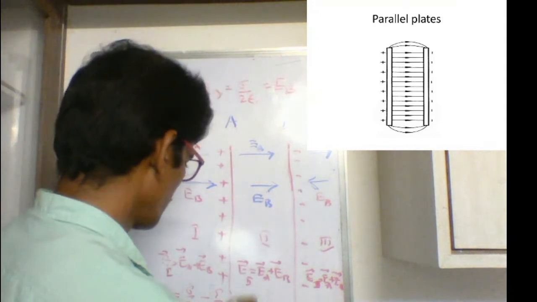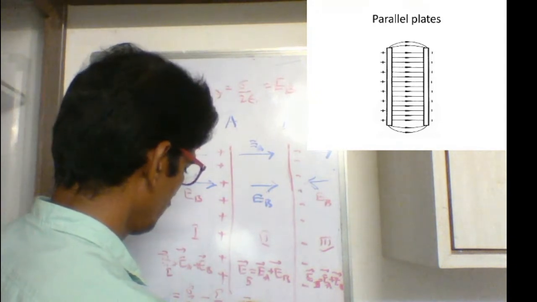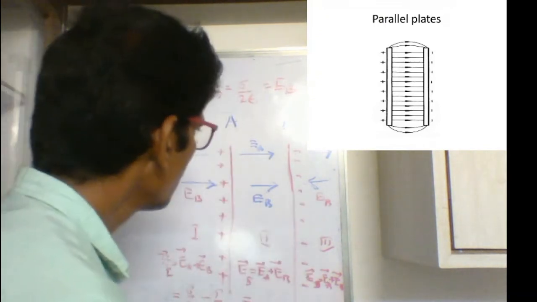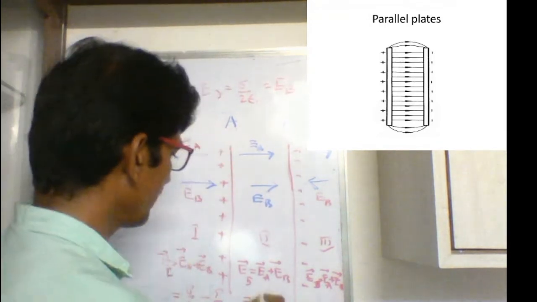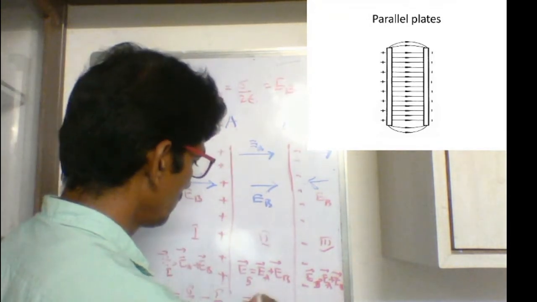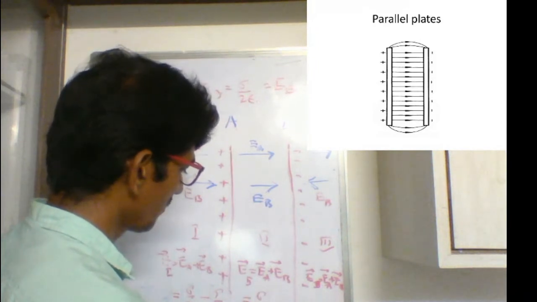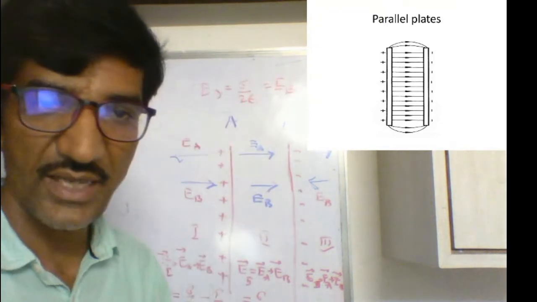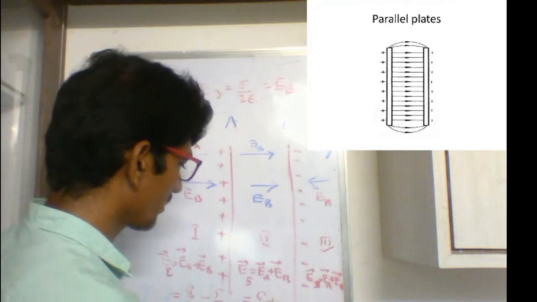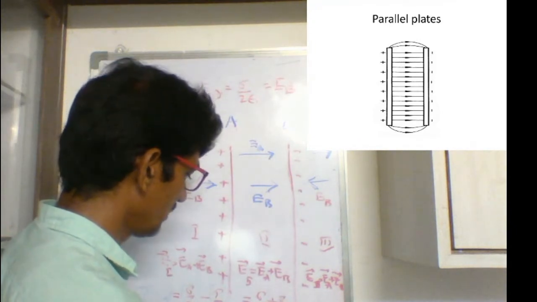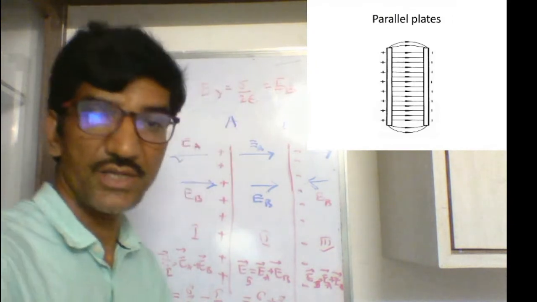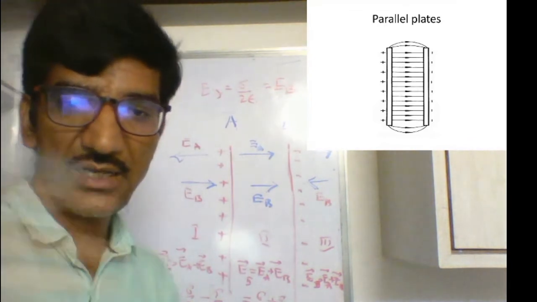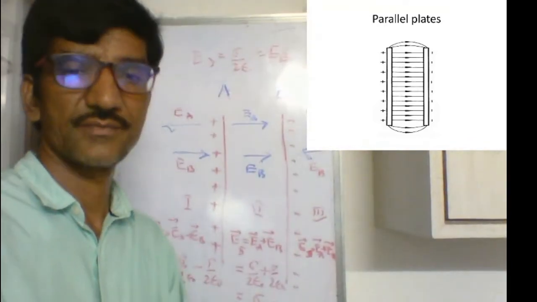Next, in region 2, what is EA? Suppose that you consider this EA is positive. That is sigma by 2 epsilon naught with positive sign. Why? Because this is a vector addition. This arrow is pointing in the same direction with the same magnitude. That's why here we are writing sigma by 2 epsilon naught. So what is the total? 2 sigma by 2 epsilon naught, that is sigma by epsilon naught.